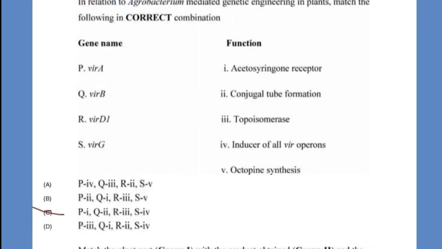Then the next question: in relation to Agrobacterium-mediated genetic engineering in plants, match the following correct combination. Some genes are given and their functions are given there. So match them. First, that is the vir A gene.